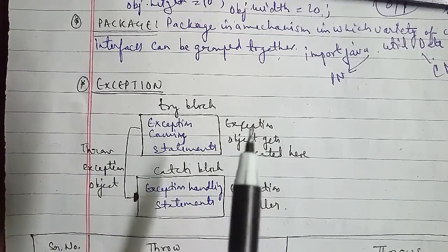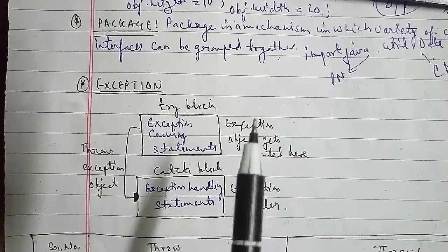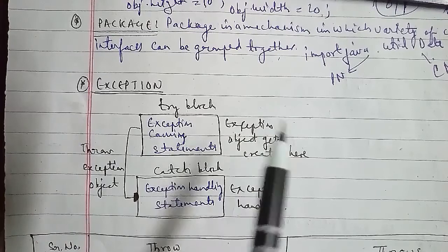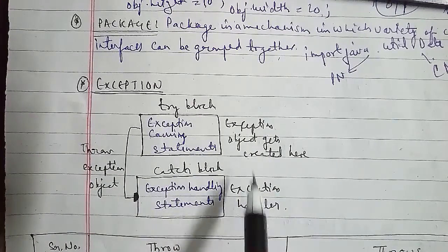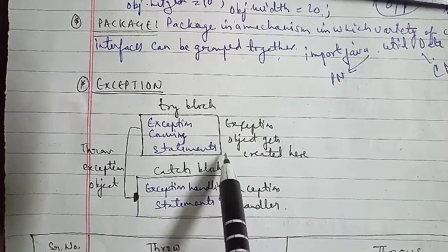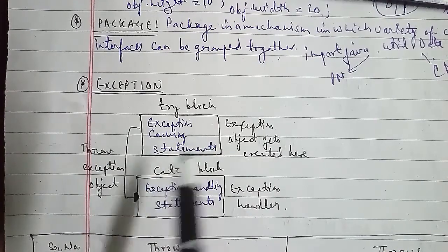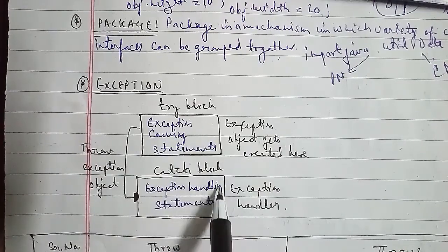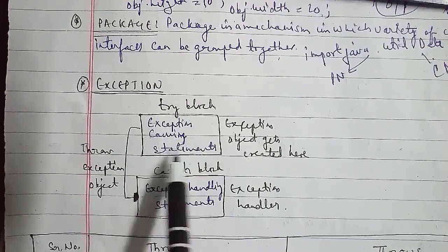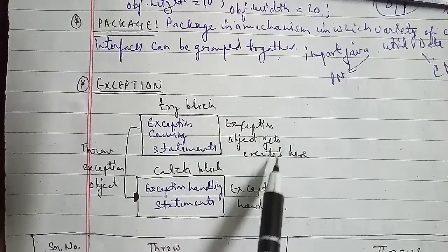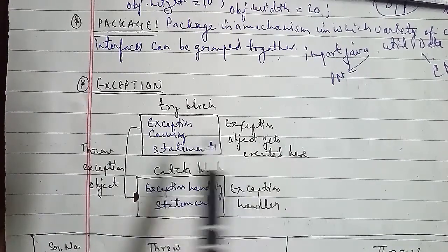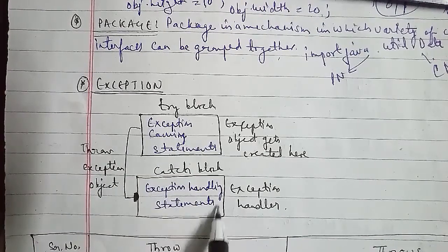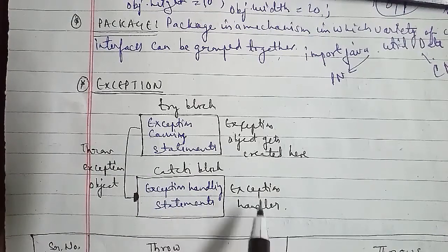In regard to it, we'll go ahead with the next topic, and that is exception handling. As you can see here, they can ask you to define the term exception and explain the exception handling mechanism in Java. This is a try block, this is a catch block. In the try block is the exception-causing statement, and an exception object gets created here, and this is a thrown exception object. The catch block contains the exception handling statement, that is the exception handler. This is the exception handling mechanism.